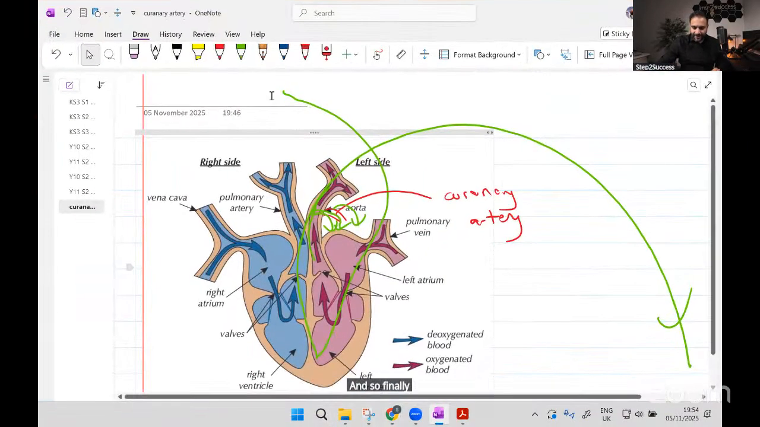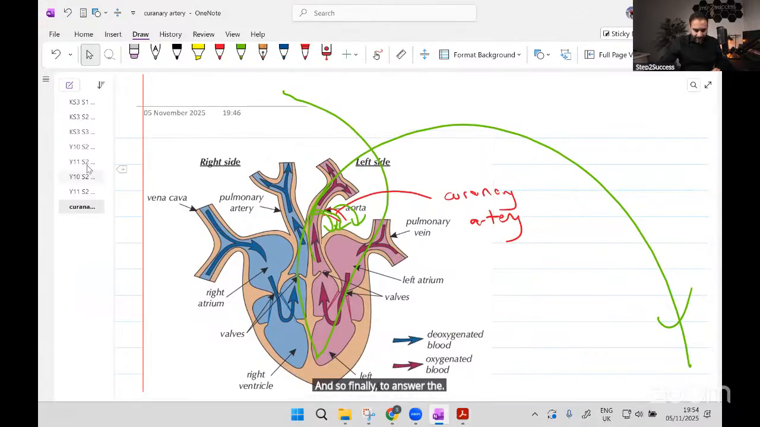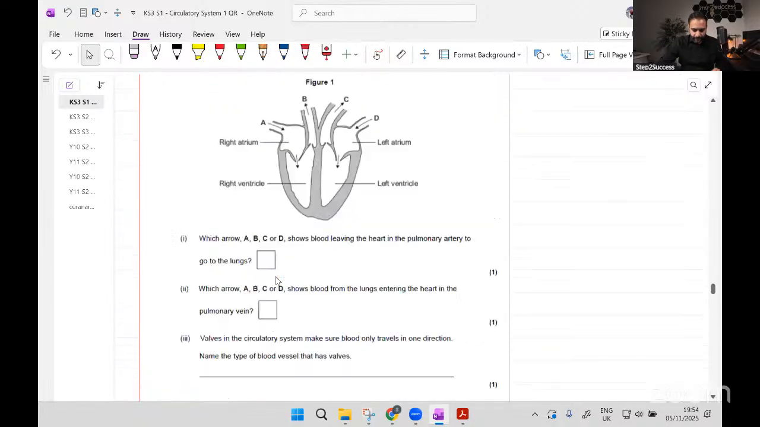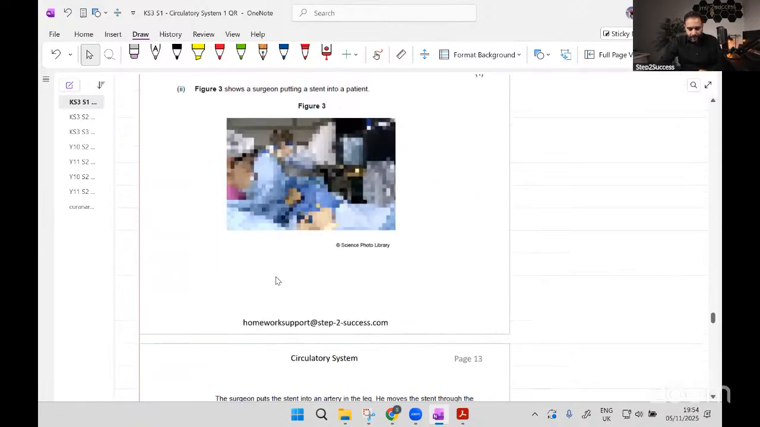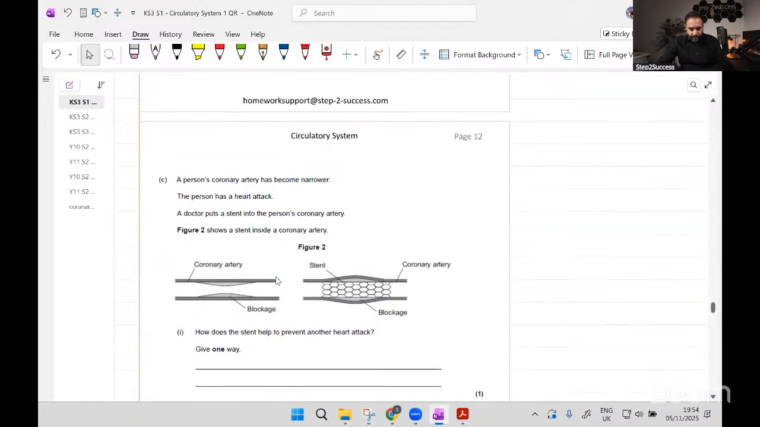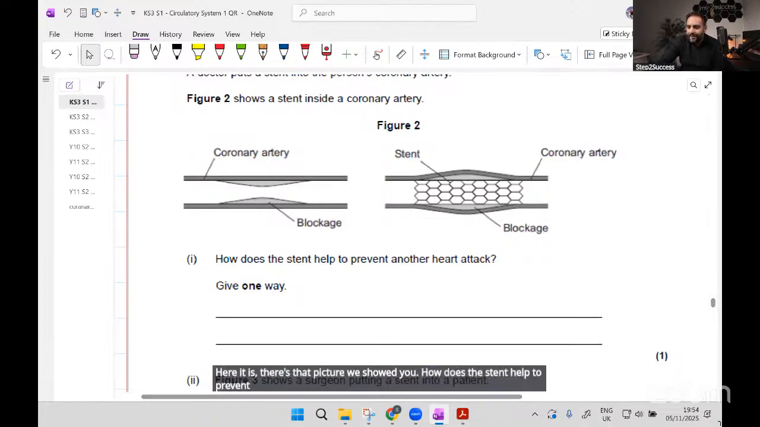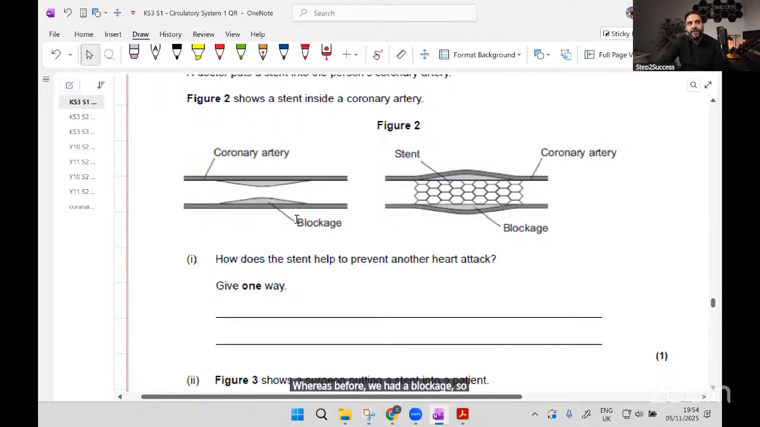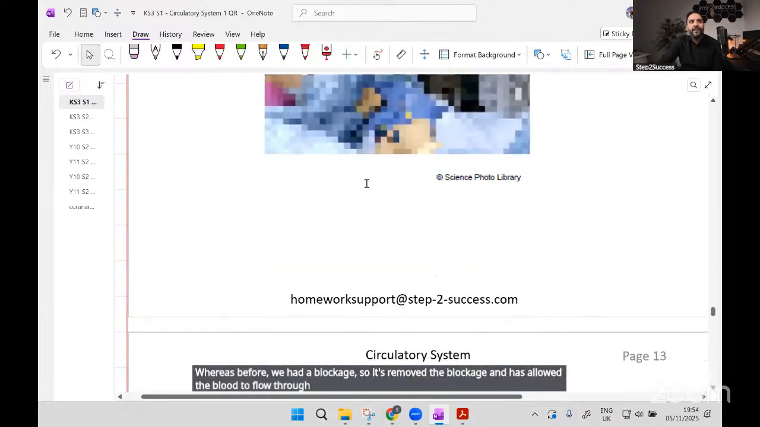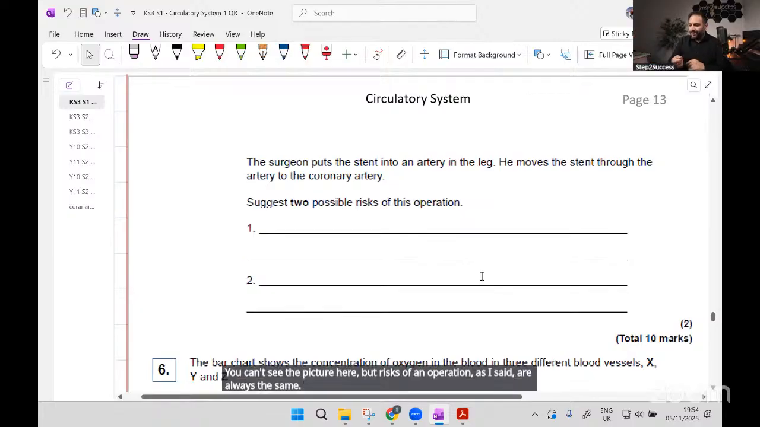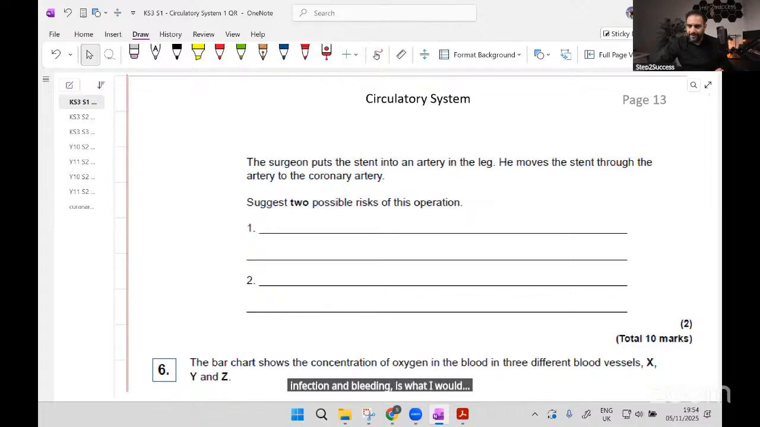And so finally, to answer the last question. Here it is. There's that picture we showed you. How does the stent help to prevent another heart attack? It helps prevent another heart attack because it allows the blood to flow through, whereas before we had a blockage. So it's removed the blockage and has allowed the blood to flow through. You can't see the picture here, but risks of an operation, as I said, are always the same. Infection and bleeding is what I would say in response to that.